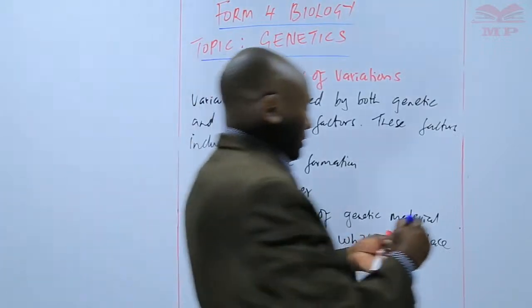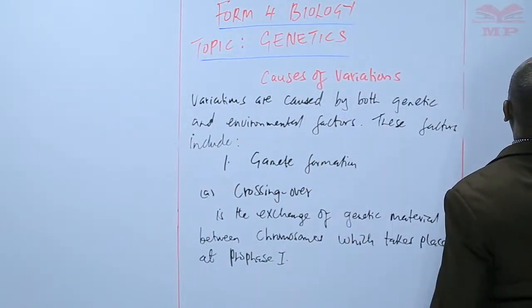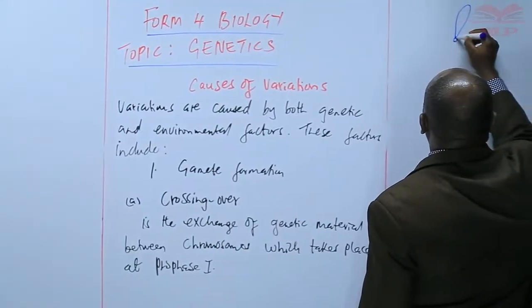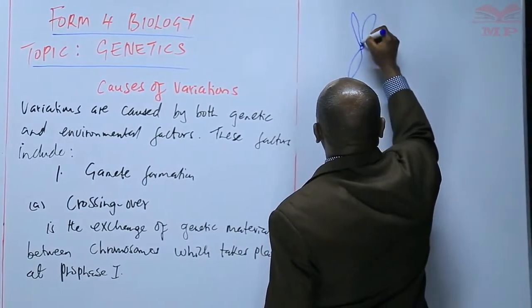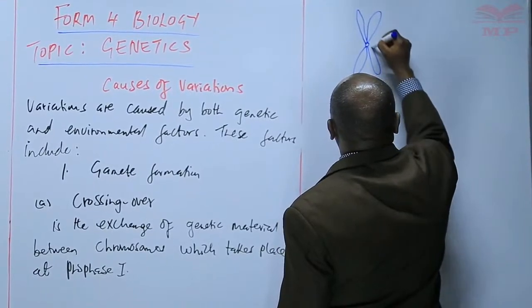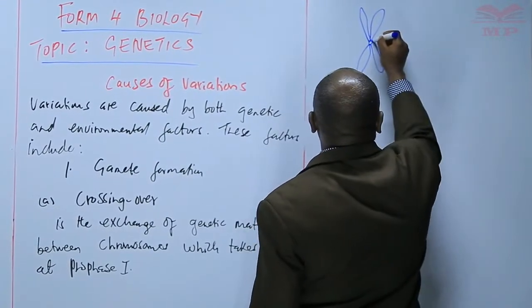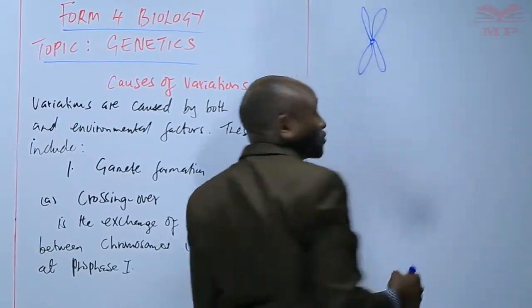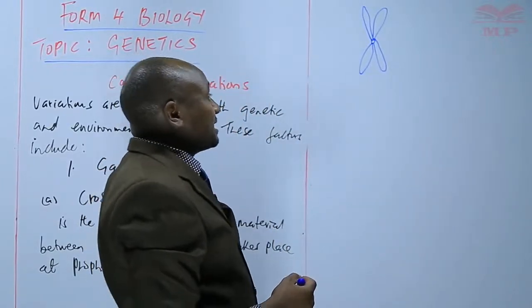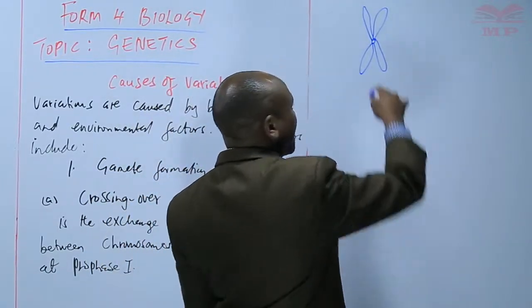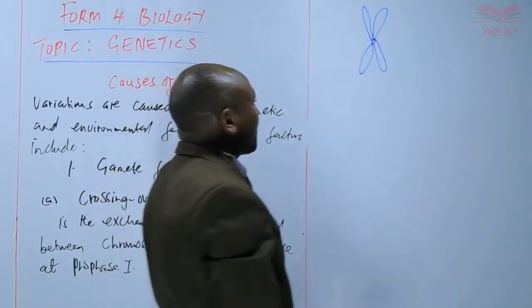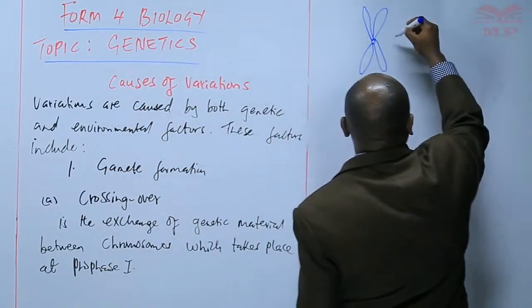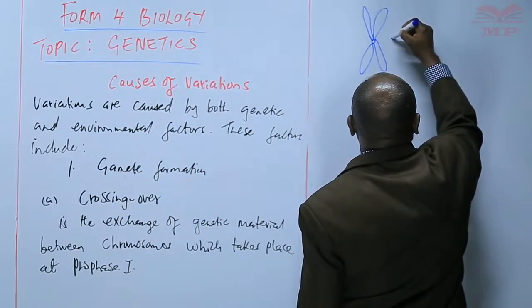For example, I have a chromosome here. Of course, you know that the chromosomes are made of two parallel strands that we call chromatids. And those chromatids are joined together at the centromere, that is the center. And then I have another chromosome as well.